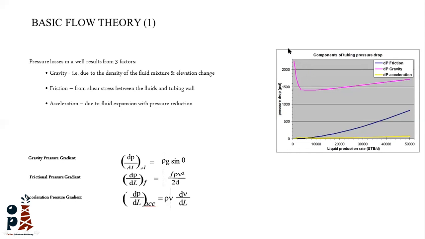And as you see here, first it decreases, then increases here, and we will come to this later, the unstable region. And this is the friction pressure loss, which increases as the rate increases, while this one, with minor effect, is the pressure loss due to acceleration.